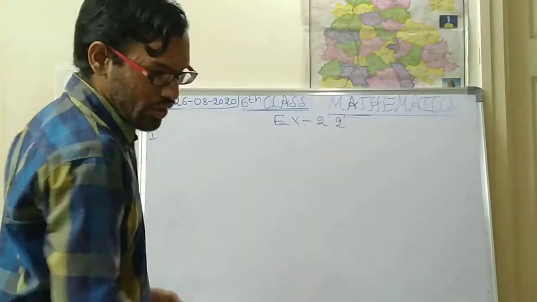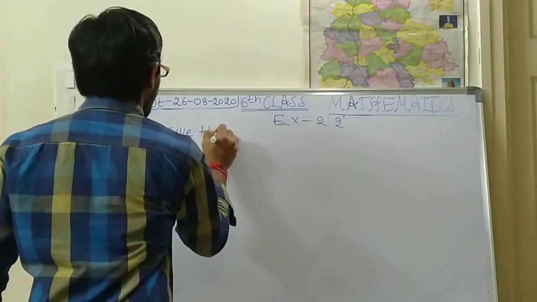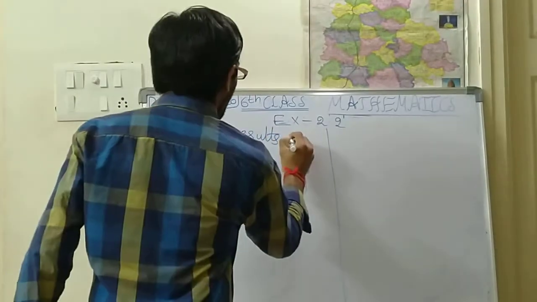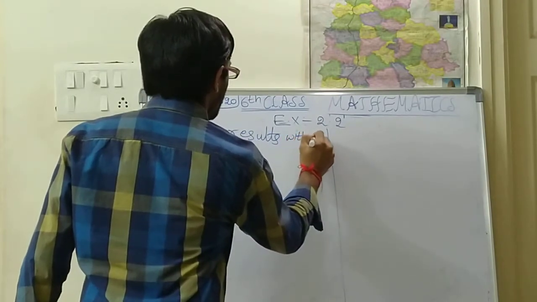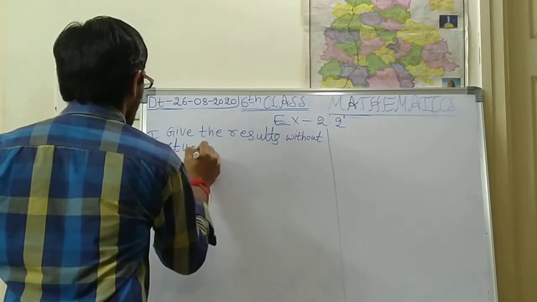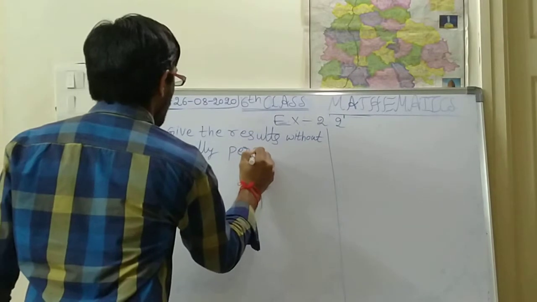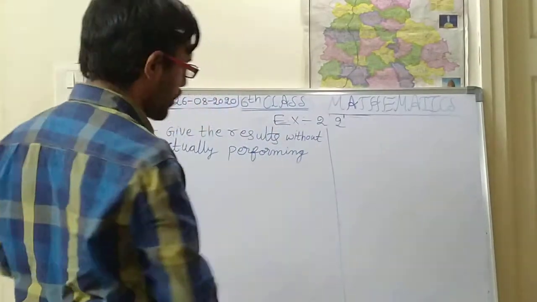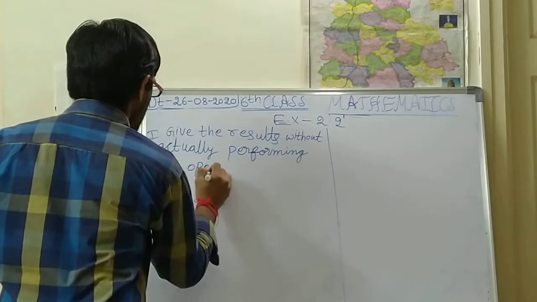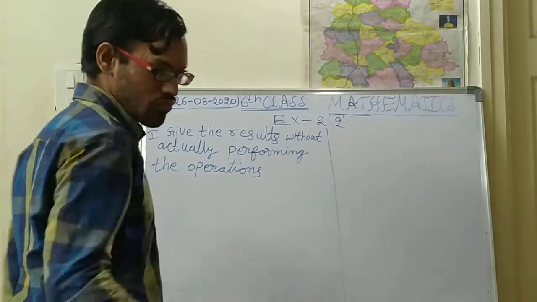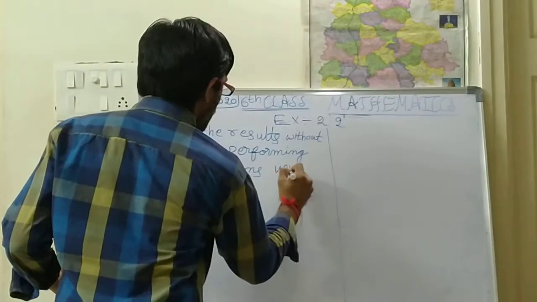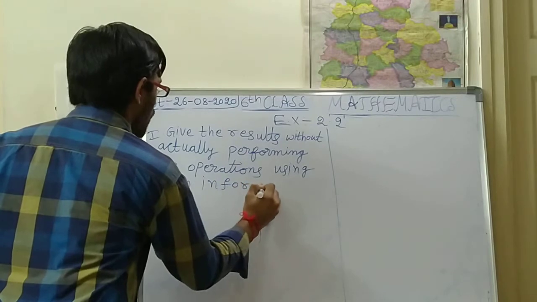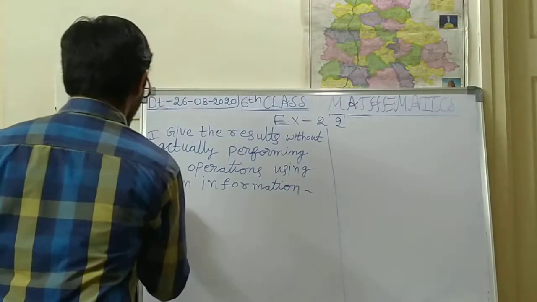First bit. What is the first bit? Give the results without actually performing the operations, using the given information. Okay, first one.